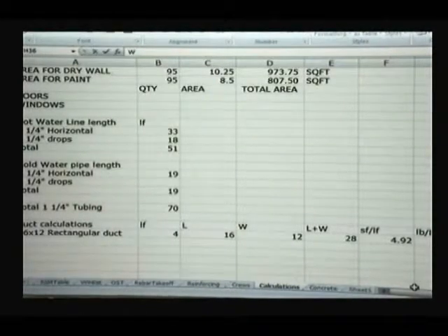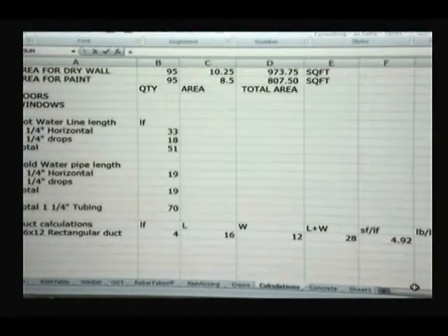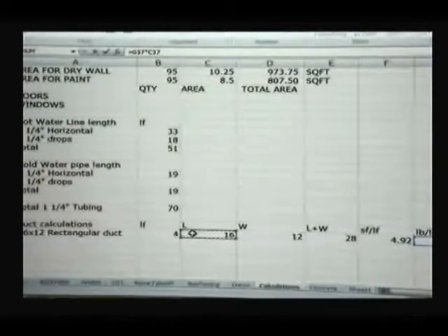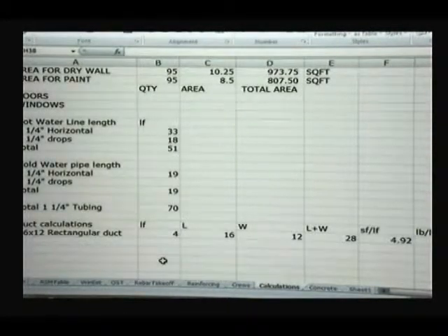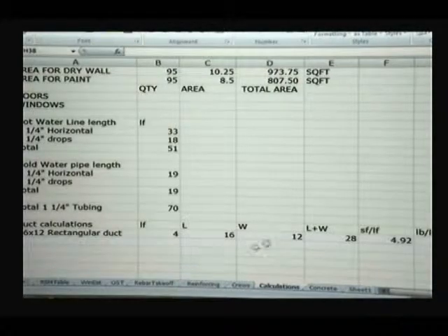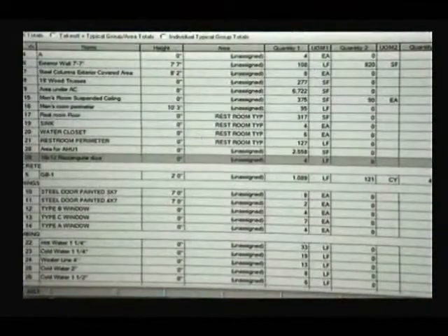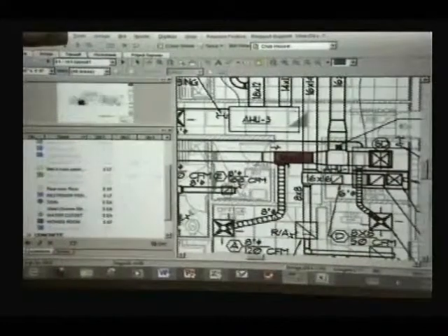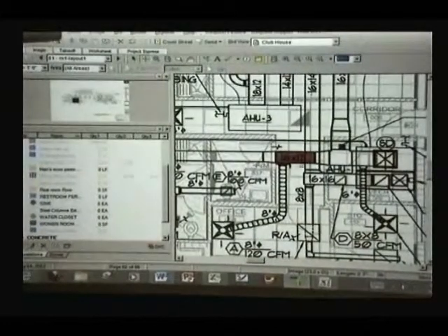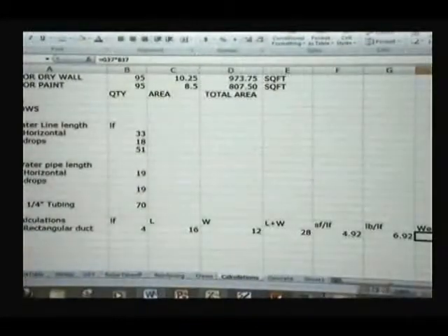So the weight is 6.92 multiplied by the linear feet that I have. So that section of duct is 27 pounds weight. The weight of this section is 27 pounds. It seems kind of heavy. Go back to your calculations.